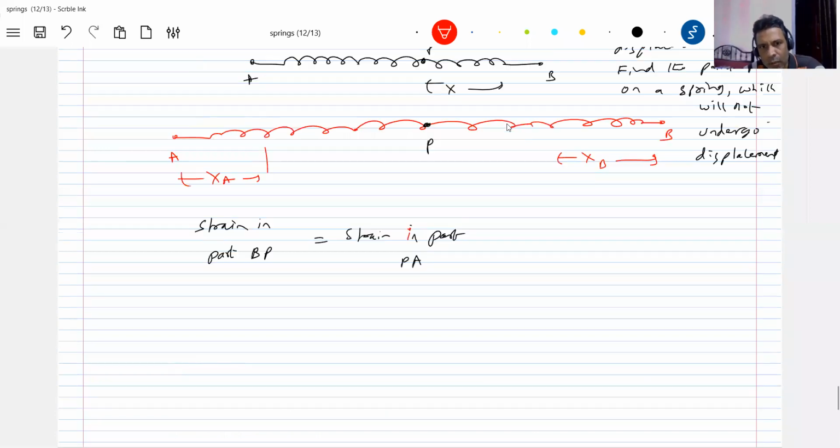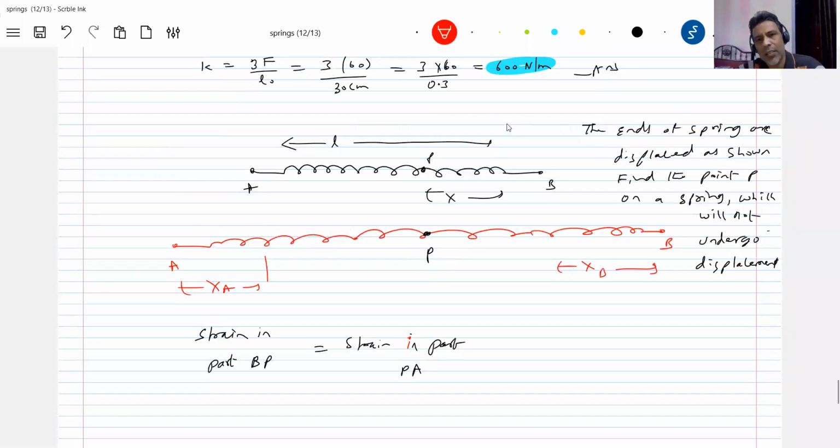No, what I made, I gave the ends different displacement. So definitely the midpoint will shift, but there'll be some point which will not shift. I want the location of that point from the end B. So strain in part B should be equal to strain in part A. So what is the strain in part BP? This should be equal to XB minus XP by the length, which is equal to R, I'll write it R.